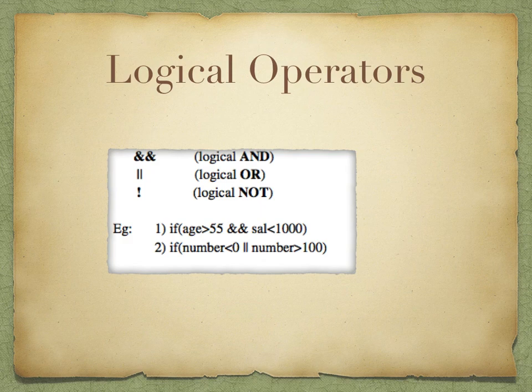The logical operators in C language are logical AND, that is two ampersand symbols, logical OR, that is two pipe symbols, and logical NOT, which is an exclamation mark. In this example you can see there is a condition checking which says if age greater than 55 and salary less than 1000, and if both these conditions are satisfied, it will select the data. But if I want the data when any of these conditions is satisfied, that is, age greater than 55 or salary less than 1000, in those cases you can go for OR operators.